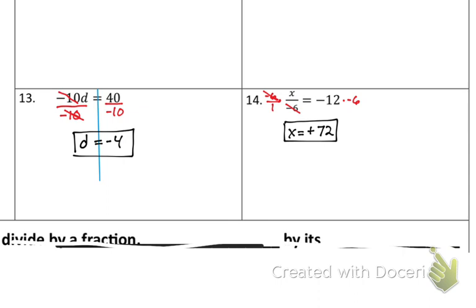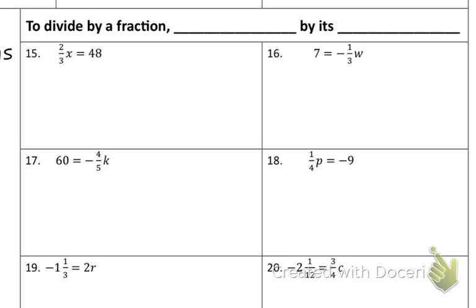All right, the last thing we're going to cover, we're just going to do 3 of these problems. To divide by a fraction. Remember how we did keep, change, flip stuff? When we divide by a fraction, we're actually going to multiply by its reciprocal. Make sure I didn't miss anything else in here.